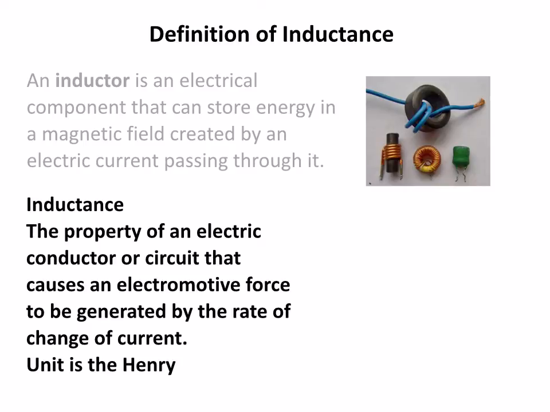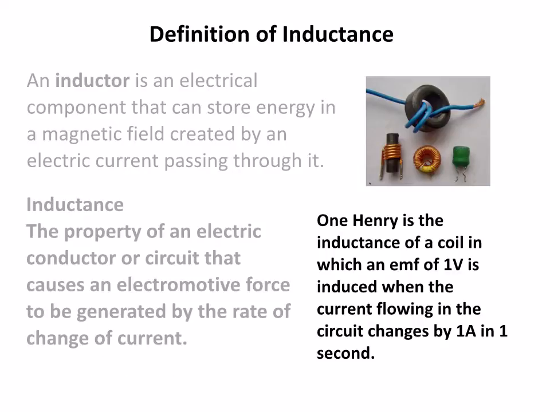So inductance is the property of that conductor that will cause an electromotive force to be generated by the rate of change of current. So if we change the current in that coil or that conductor, it will generate an EMF, and that is known as inductance, that ability to do that. Its unit is the Henry. So 1 Henry is the inductance of a coil in which an EMF of 1 volt is induced when the current flowing in the circuit changes by 1 amp in 1 second. So it's the rate of change of current, how fast it changes.